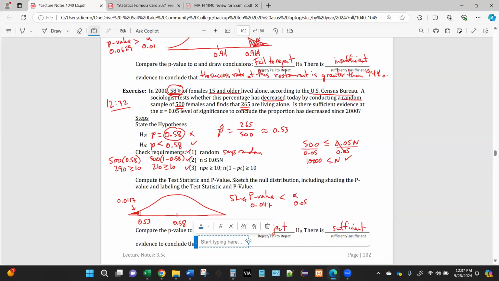Okay, so we would say the proportion of females, and if you want to be really precise here, 15 years or older who live alone has decreased. Why? Well, that's why we call it the researcher's hypothesis. Why is it decreased? Because when you conclude this, it opens up other questions, right? And that's what researchers like to do. They like to look at new ideas and try to figure out what has changed, what's happened, why are we getting something different? That's what researchers enjoy doing.